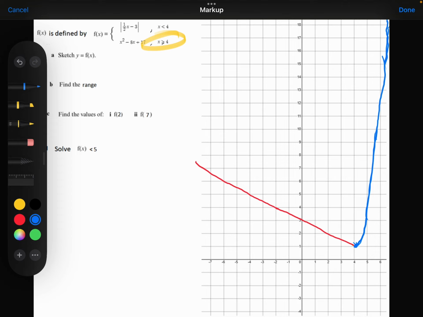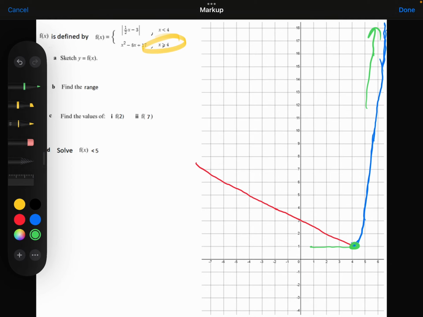Part B, find the range. So looking at the y values, I can see the smallest that y can be is 1. It can equal 1 when x is equal to 4. And then I can see that it can be bigger than 1. It's going to go up and up and up with no limit, with no limit over here. It's just going to keep getting bigger and bigger. So there's no upper limit for what y can be, but the lower limit is definitely 1. So I'm going to say that f of x is greater than or equal to 1. That's the range.